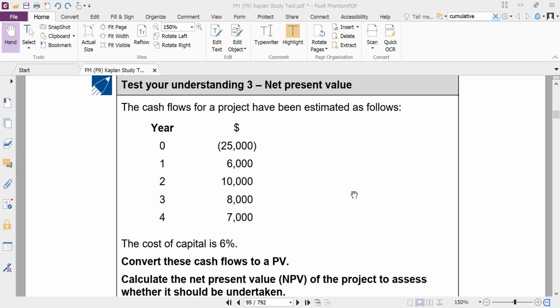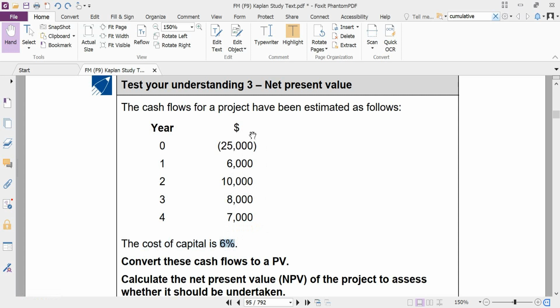Okay, so now on your screen you can see a question related to net present value. We will solve it so that you can see how to solve any question related to NPV. These are simple questions, you just have to understand the concept. The question is asking us to convert the cash flows to present value, and we have a cost of capital of 6%. That means we will use 6% to discount these values.